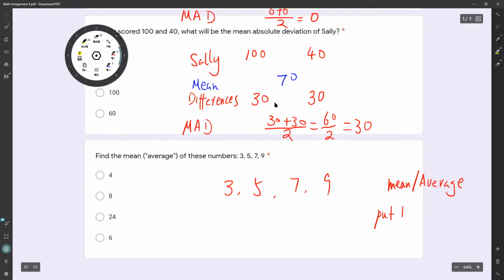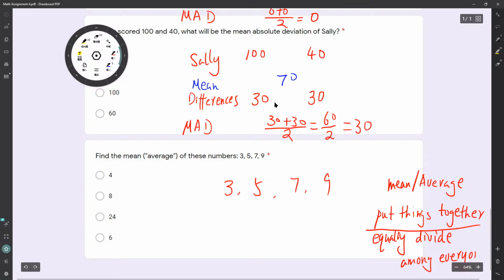put things together and then equally divide among everyone. Okay, put things together. So 3, 5, 7, 9, we should put them together. 3 plus 5 plus 7 plus 9. This is put things together. And then let's equally divide among everyone.